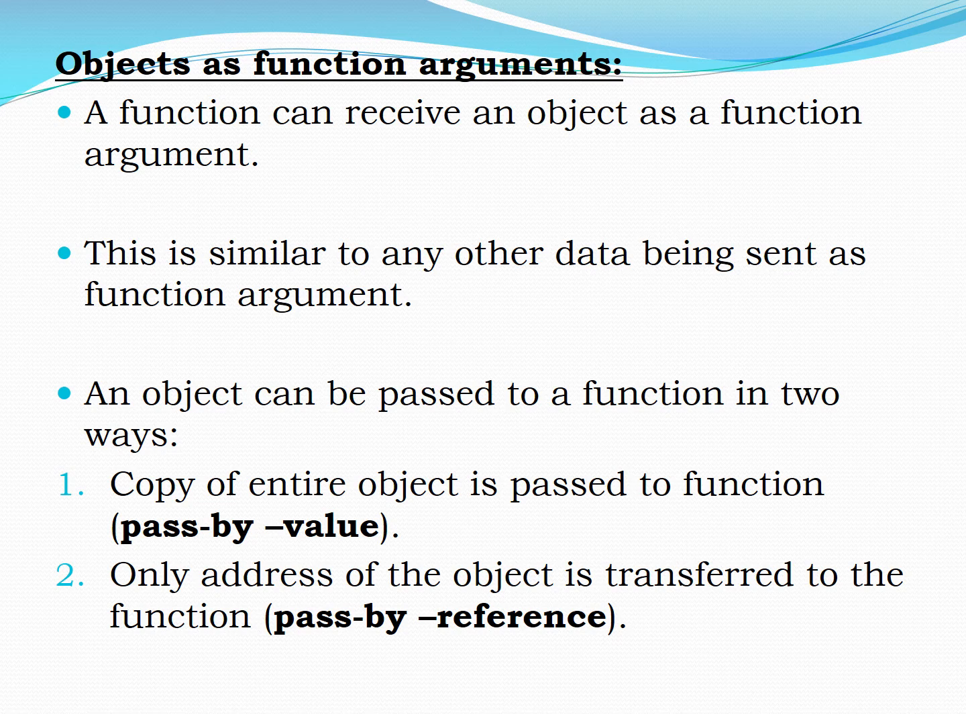An object can be passed to a function in two ways. The first one is that a copy of the entire object is passed to the function, which is nothing but pass by value. The second one is that only the address of the object is transferred to the function, which is called pass by reference. Let us see in detail what pass by value and pass by reference are.